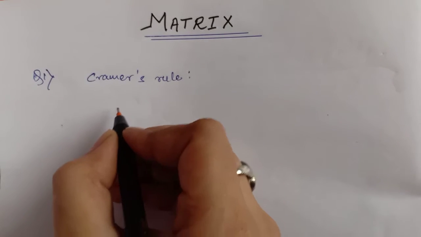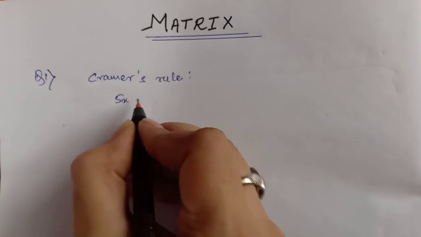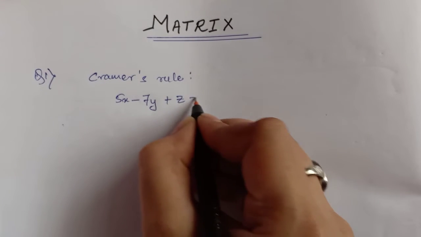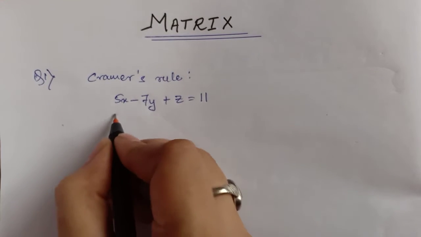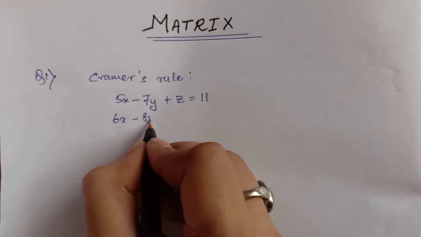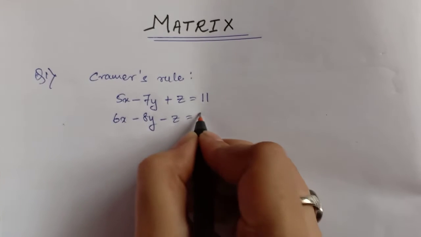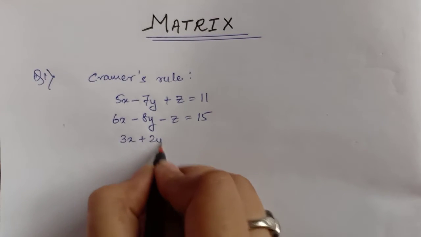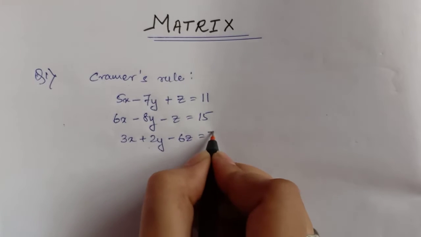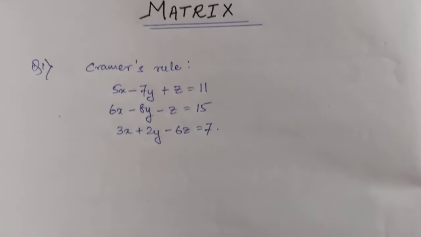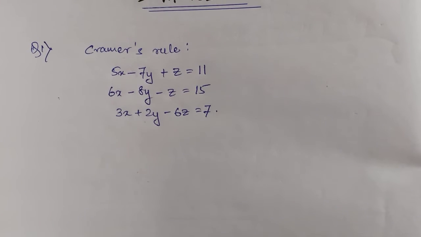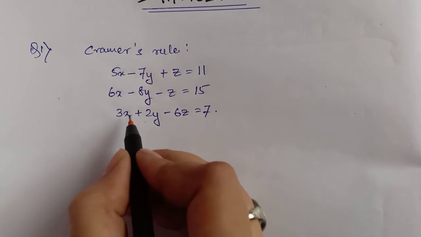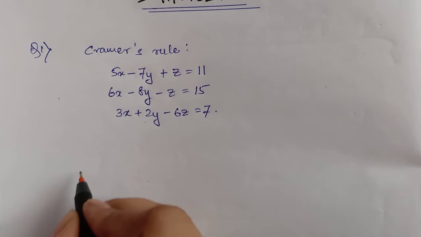The system of linear equations are 5x minus 7y plus z equals 11, 6x minus 8y minus z equals 15, and 3x plus 2y minus 6z equals 7. So these are given to us. Now we need to find whatever is necessary.